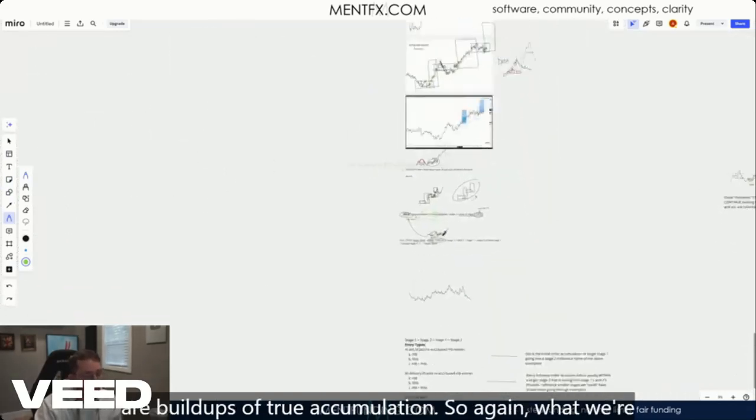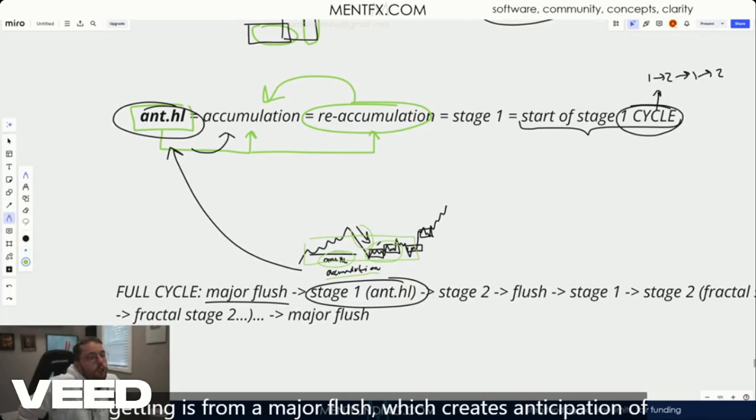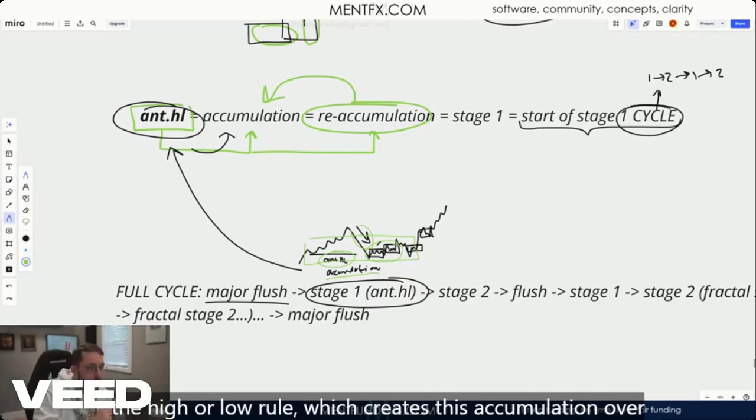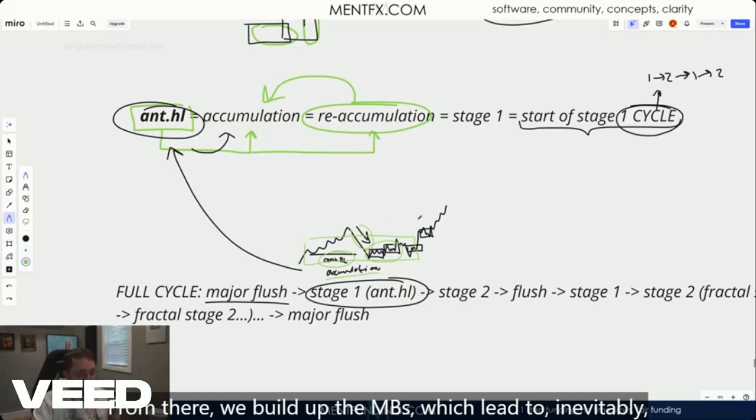So again, what we're getting is from a major flush, which creates an anticipation of the higher low rule, which creates this accumulation over time, and something based over time creates a stage one. From there, we build up the MBs, which lead to, inevitably, a stage two. And a stage two comes out of the market.